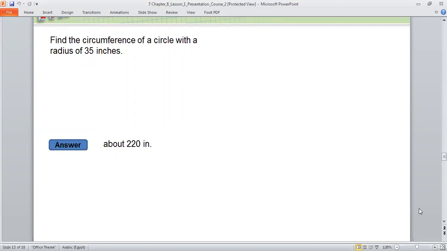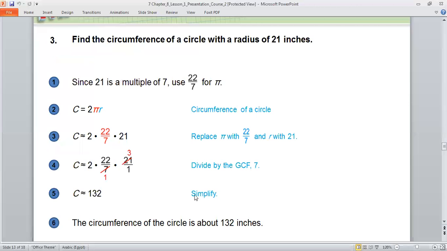We will use the same rule, the same formula. What is the same formula? This formula: 2 pi r. And we will put pi as 22 over 7, because 35 is a multiple of 7. And here we will put r, not 21 now. I will put r equal to 35.